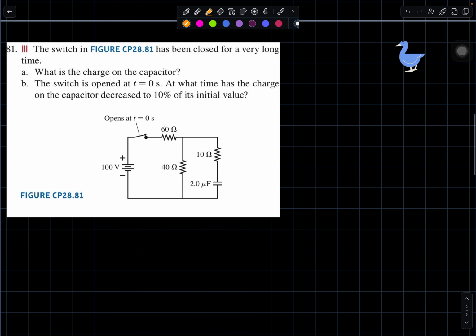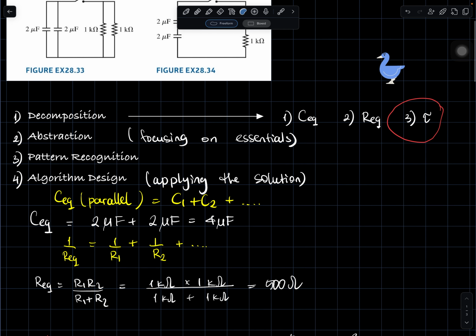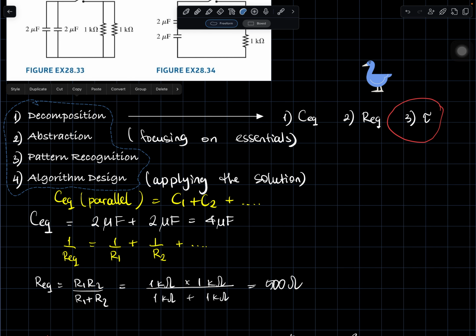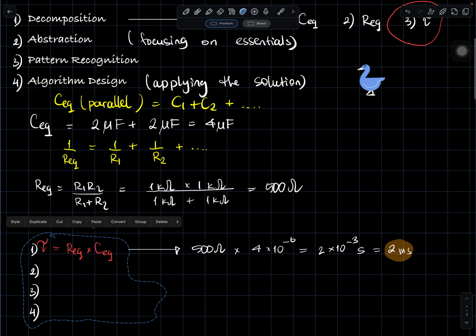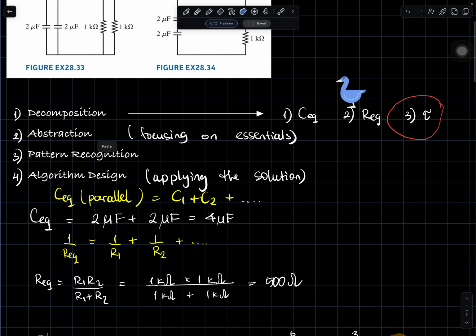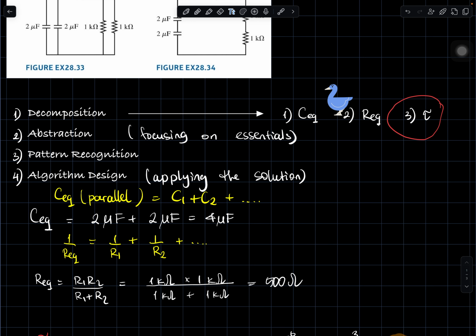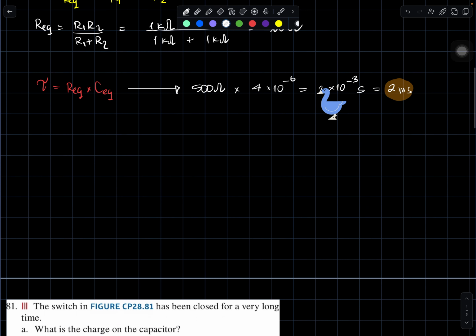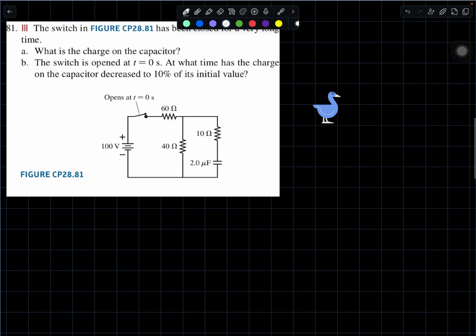Let's use our stages for using PRADA. The first one was what? Let me copy this, duplicate, and move it down. I can duplicate a text, I see. Okay, let's just move to stage 1, which is decomposition.